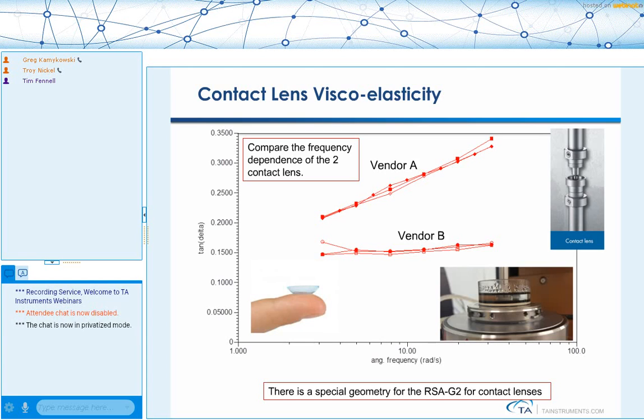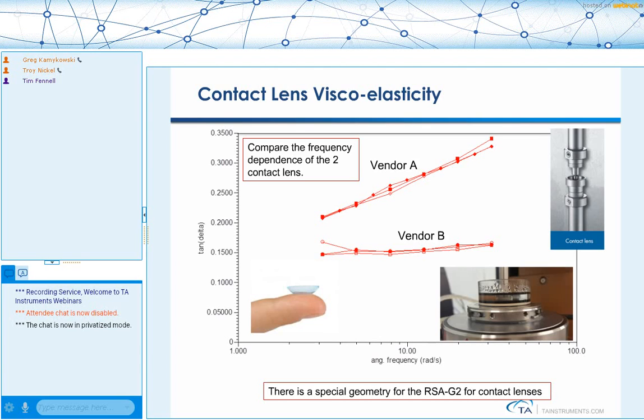Here's a test that was done on contact lens. It was just a simple frequency sweep where we compare the contact lens from two different vendors, and you can see these are substantially different. Definitely a different frequency dependence on tan delta. You would expect there would be some difference in the field for these materials if one had a contact lens from A and one from B.